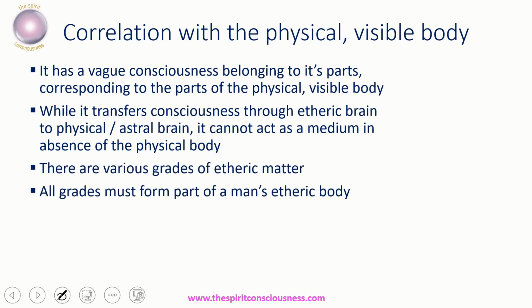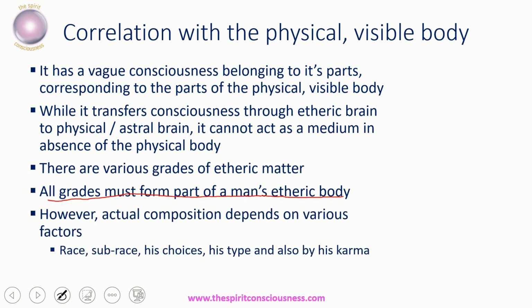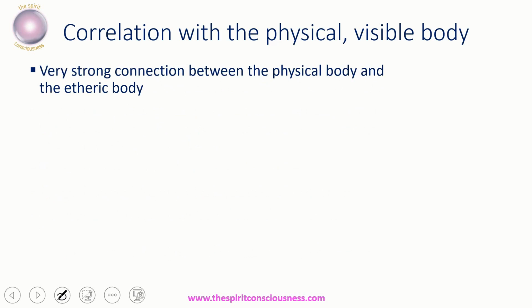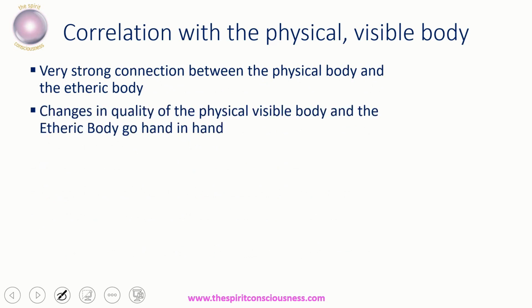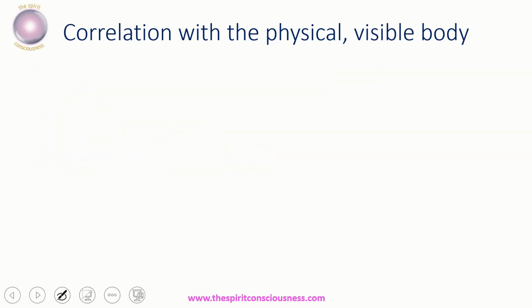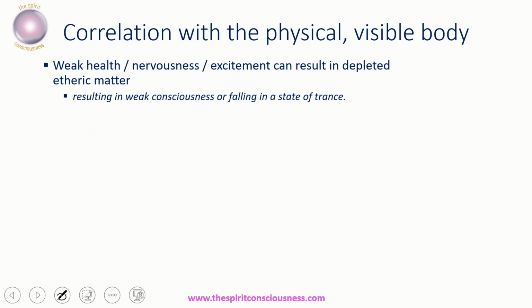There are various grades of etheric matter, and all the grades must necessarily form part of a man's etheric body. However, the actual composition depends on various factors like race, sub-race, choices, his type, and also by his karma. So there is a very strong connection between the physical body and the etheric body, and the changes in the quality of the physical visible body and the etheric body go hand in hand. Hence, as a person makes efforts to purify his physical body, he purifies his etheric body too. Weak health, nervousness, excitement can result in depleted etheric matter, which results in weak consciousness or falling in a state of trance.